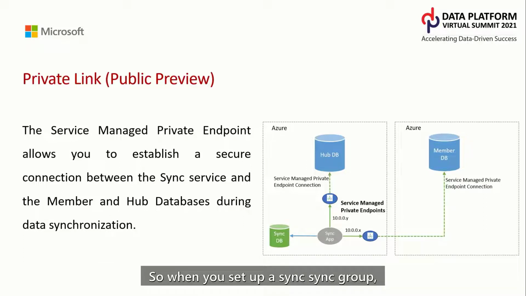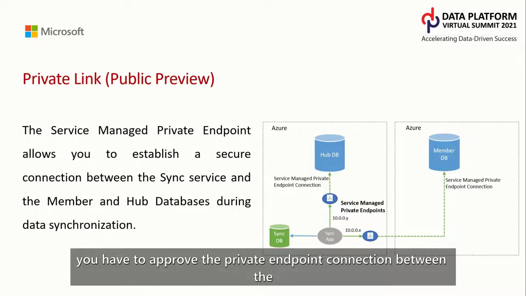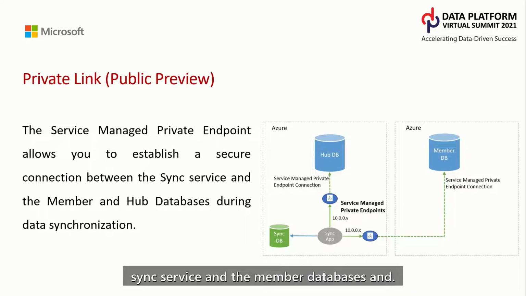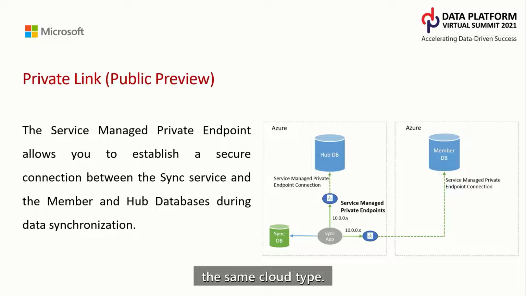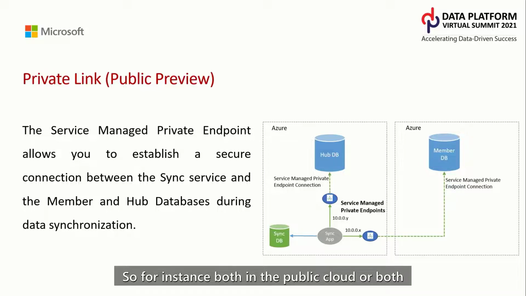So when you set up a sync group, you have to approve the private endpoint connection between the sync service and the member databases and between the sync service and the hub databases. So manual approval is necessary as of now. And another thing to be aware of is that the member and hub databases must be hosted in Azure in the same cloud type. So for instance, both in the public cloud or both in the government cloud.